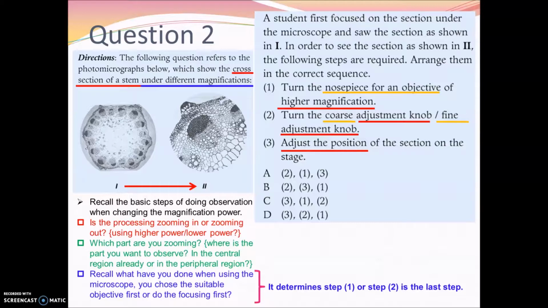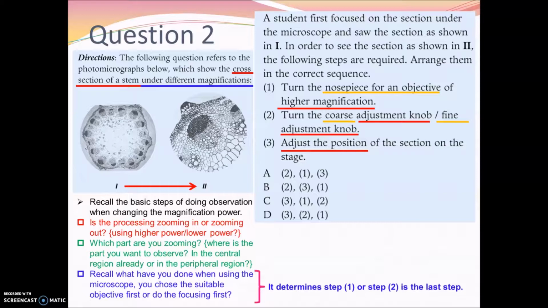So you need to be very careful when you are reading the question, because once the question is changed, when it is talking about from diagram 2 to diagram 1, it will become zooming out. But now it is zooming in, and the next step you need to think about is which type of magnification power we should use. When zooming in, should we use higher magnification power or lower magnification power? So that's the question: zooming in or zooming out. Now we are going to zoom in.